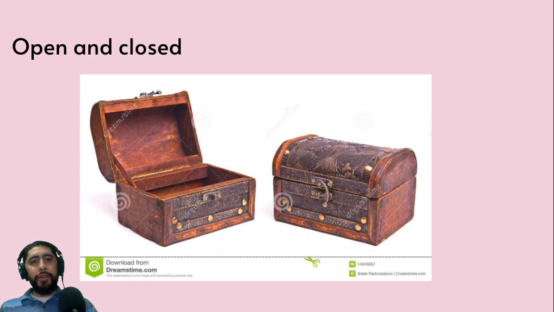All right. So open and closed forms. Obviously open means there's an opening in it. You could put things in. Whereas closed means it's sealed off from the outside.